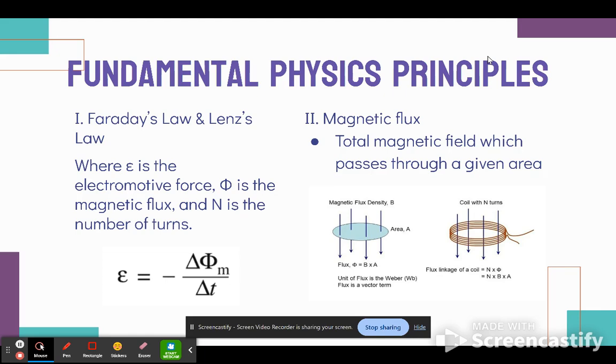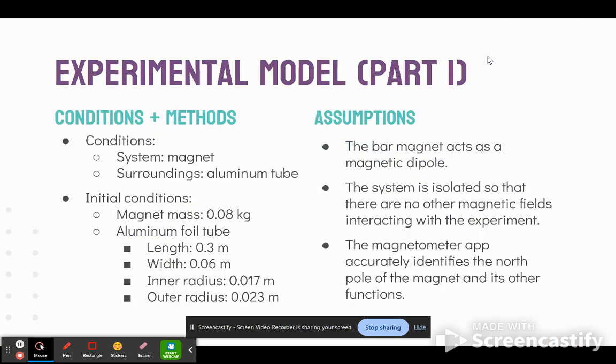So the experimental model uses the app to identify the north pole of the magnet and uses a recording to track the position of the magnet dropping through the aluminum tube. So the system is the magnet while the surroundings is the tube and anything else. For initial conditions, I had the magnet mass, the aluminum foil tube measurements.